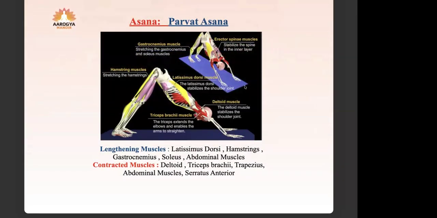So this is a very important thing one has to focus on. You can clearly see over here the muscles which are getting contracted: deltoid, triceps, and serratus anterior. At the same time, you can see here the trapezius getting contracted and the quadriceps getting contracted. And the muscles which are stretched, of course, are the calf muscles, the hamstrings, and the latissimus dorsi muscles.